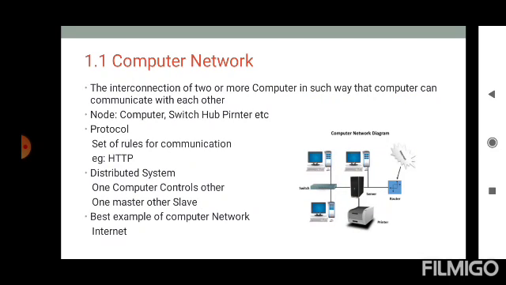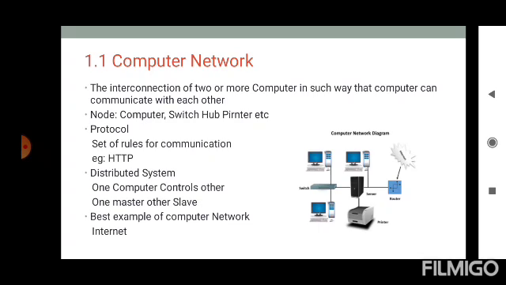Then in this chapter on computer network, we are going to study all fundamental things about computer networks, how networks operate, types of network, what types of topology available, etc. Then first we will see computer network.